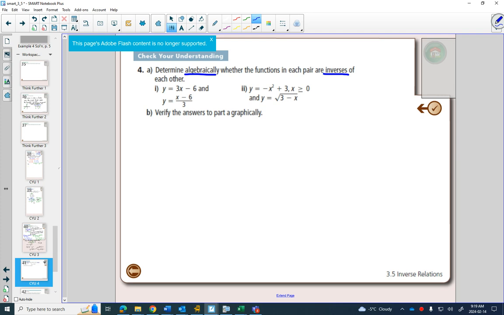When I see inverses, it should also trigger graphically. That's flipping over y equals x. Take my coordinates, I switch the x and the y. All of these things that we've seen.